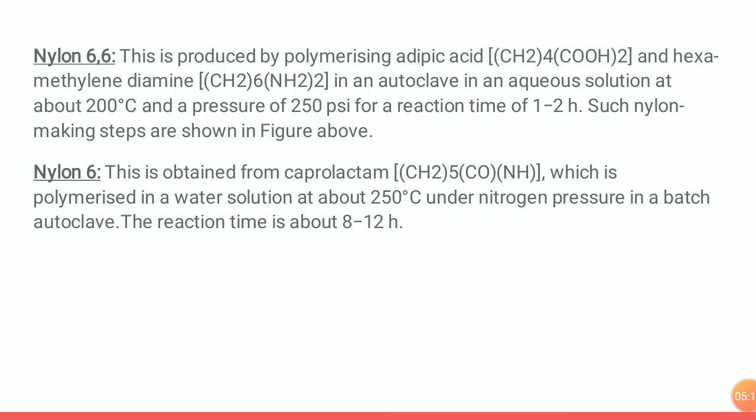So these are the two types of nylons that are made up of different monomers and different manufacturing, or we can say reaction techniques. The first one is nylon 66, where we require adipic acid and hexamethylene diamine. We require an autoclave, where we feed it at a temperature of 200 degrees Celsius and a pressure of 250 psi, and the reaction time required is 1 to 2 hours.